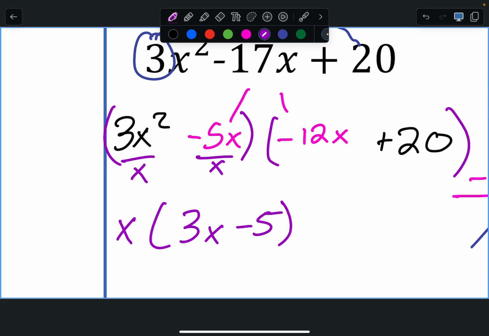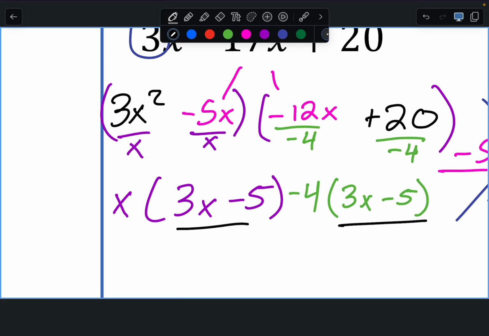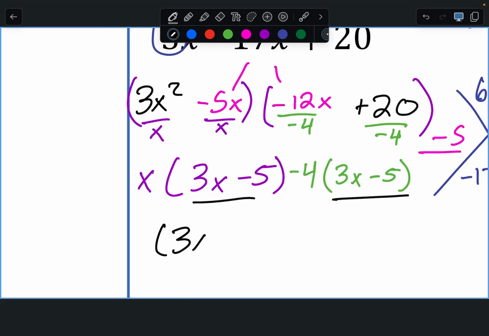What comes out of negative 12 and 20? Negative 4. Why negative? Because this starts with a negative, right? So I divide by negative 4, divide by negative 4. So I pull that negative 4 out. Negative 12 divided by negative 4 is positive 3x. 20 divided by negative 4 is negative 5. Do my parentheses match? Beautiful. So here are my common sets. It's 3x minus 5 followed by x minus 4.